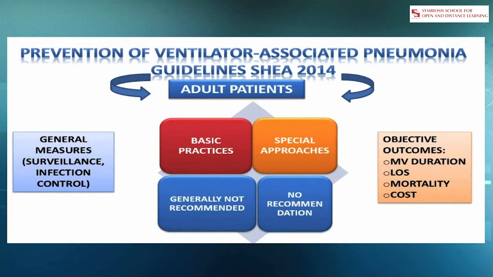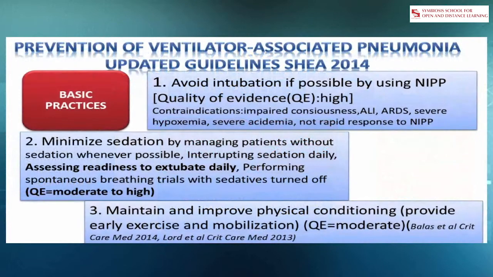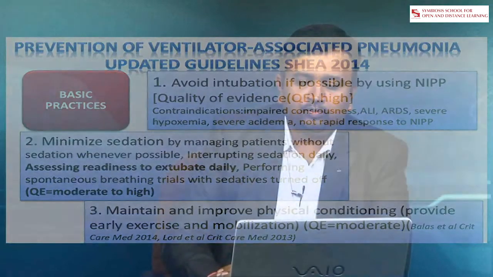So, what are the basic practices to prevent VAP? Avoid intubation if possible by using non-invasive ventilation, minimize the sedation, and maintain and improve the physical conditioning, that is provide early exercise and mobilization of these patients. So, these are basic practices, and they have to be followed. Minimize pooling of the secretions above the endotracheal tube cuff.